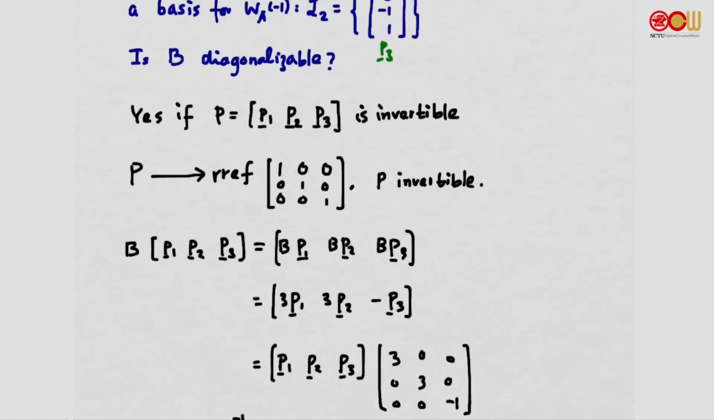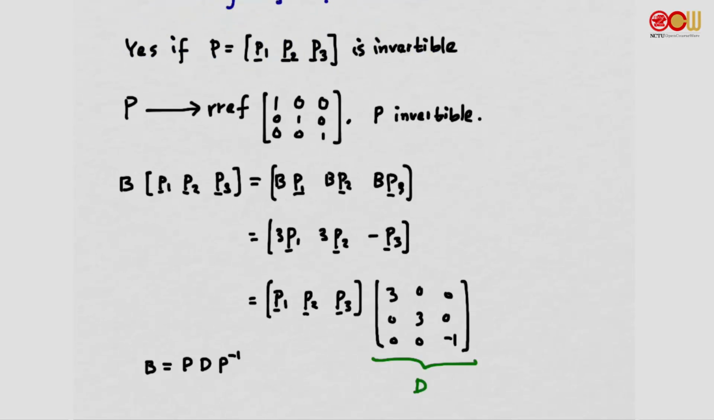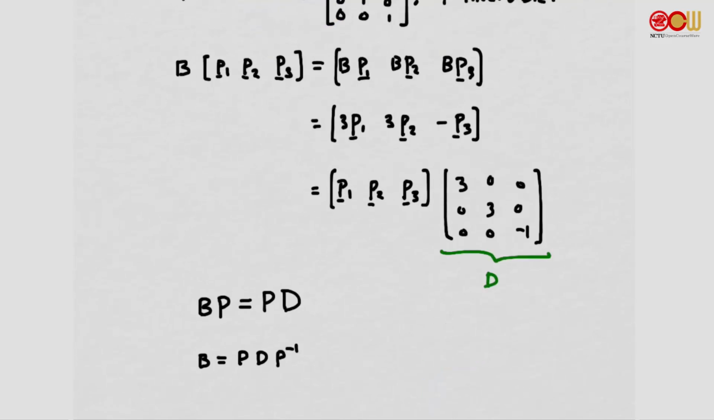And we can rewrite it as P1, P2, P3, and the diagonal matrix 3, 3, minus 1. Let's call this diagonal matrix D. Then we get BP equal to PD. Then B is equal to PD P inverse.